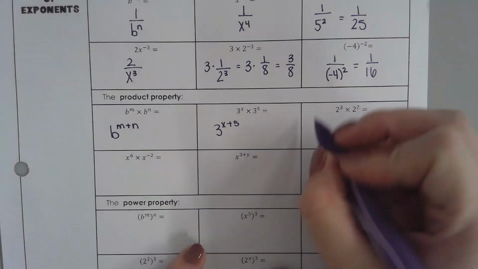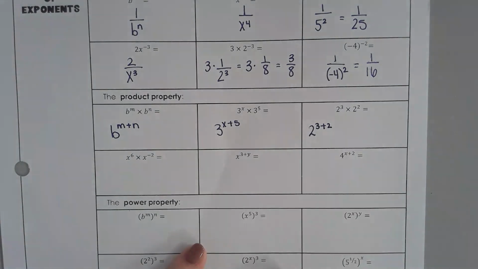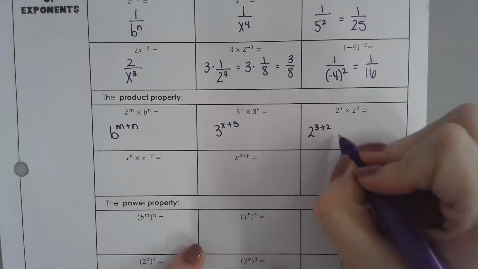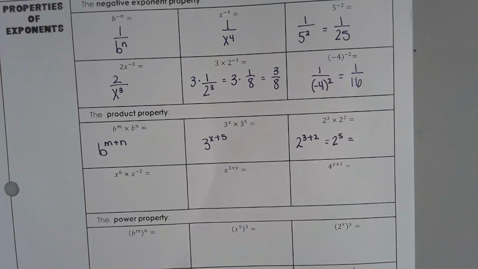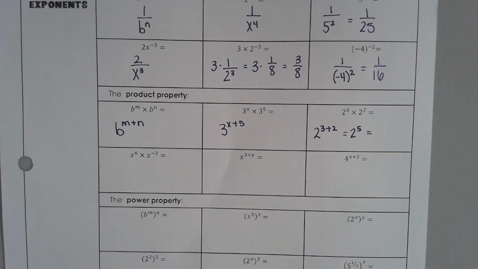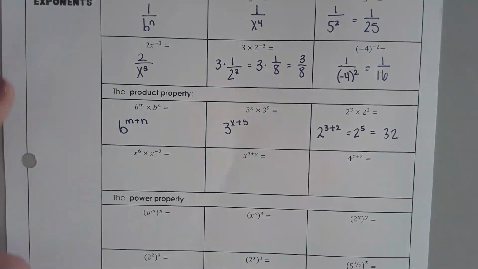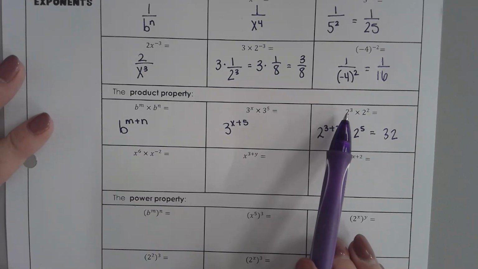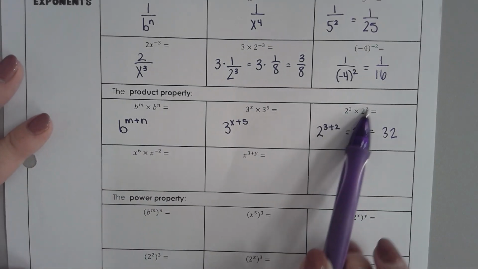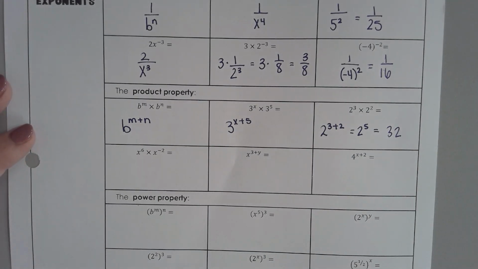This next one would be 2 to the 3 plus 2, but we can simplify that further. That's 2 to the 5th. You got 2, 4, 8, 16, 32. 2 to the 5th is 32. And yeah, this is still the same thing as 2 cubed is 8, 2 squared is 4, 8 times 4 is 32. That's just showing those exponent rules.